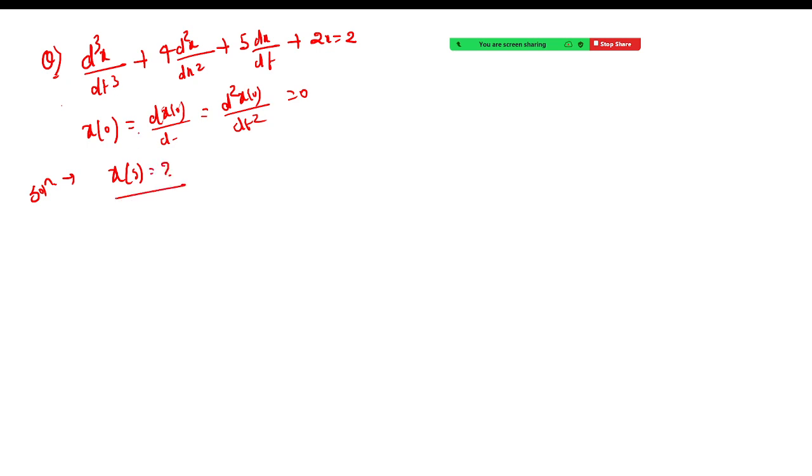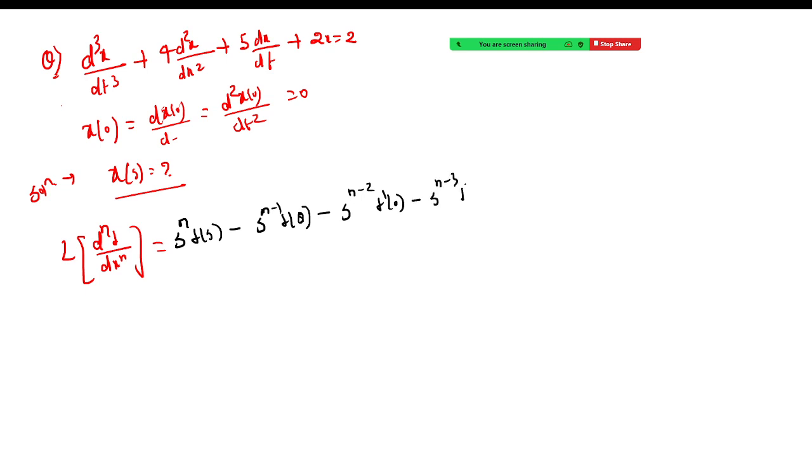In the previous lecture, I discussed the formula of differential. The Laplace of differential, let's say of d^n f by dt^n, is equal to s to the power n F(s) minus s to the power n minus 1 f(0) minus s to the power n minus 2 f dash 0 minus s to the power n minus 3 f double dash 0, and so on and so forth. So here, what is your function? Your f is equal to x. Is it clear? If I want to write F(s), this will be equal to X(s), or you can write it either way, anything if you want.